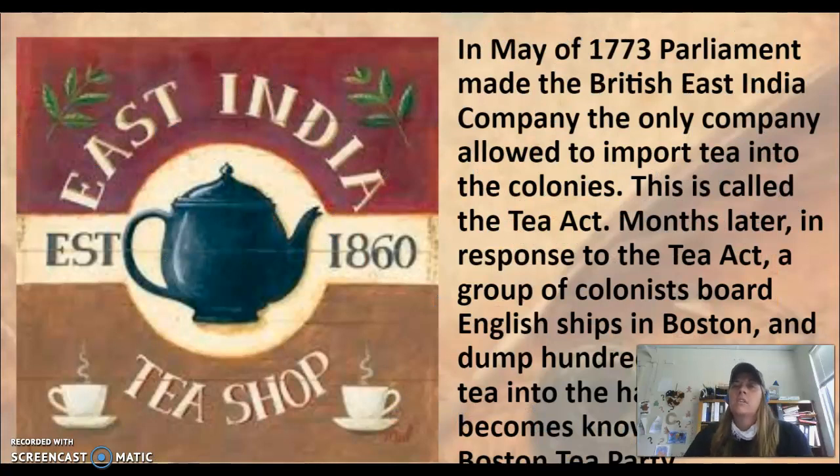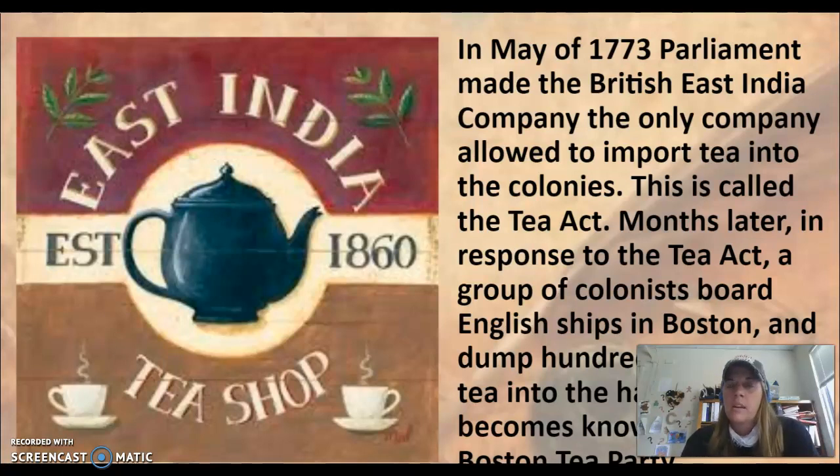In May of 1773, Parliament made the British East India Company the only company allowed to import tea into the colonies. This is called the Tea Act. Months later, in response to the Tea Act, the group's colonists board English ships in Boston and dump hundreds of chests of tea into the harbor. This becomes known as the Boston Tea Party.